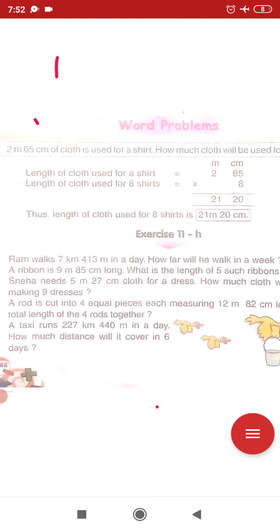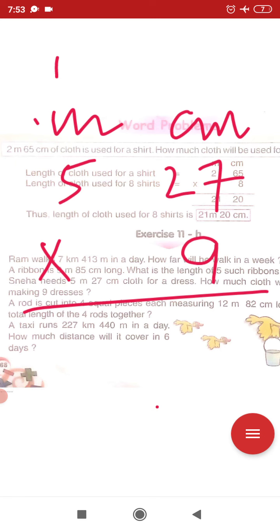5 meter 27 centimeter cloth is needed for making one dress. Okay, 5 meter 27 centimeter. Arrange the number into meter and centimeter, these two columns, and then the question tells that how much cloth will be needed for making 9 such dresses. To make 9 dresses we should multiply. To get the answer, we should find out the product.